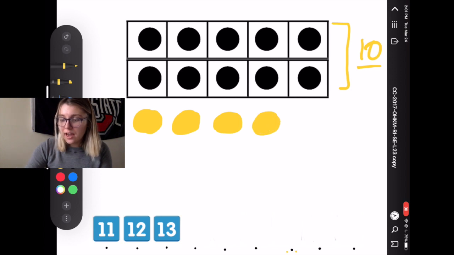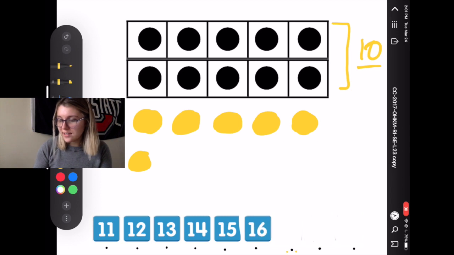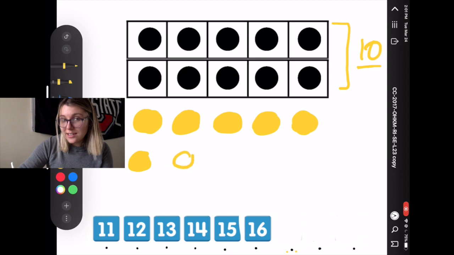So it's 10 and 4 more, shows 14. Then we have 15, so 10 and 5 more. And then we stopped at 15, now we're going to go to 16. So we have 10 and 6 more, gives us 16. And then we have 17, so that gives us 10 and 7 more.